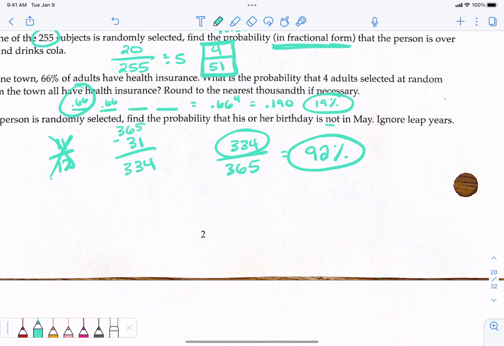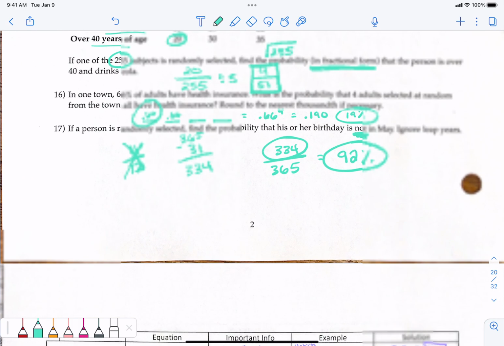Make sure you catch that not in May, right? Okay? Like this is not going to be bad.